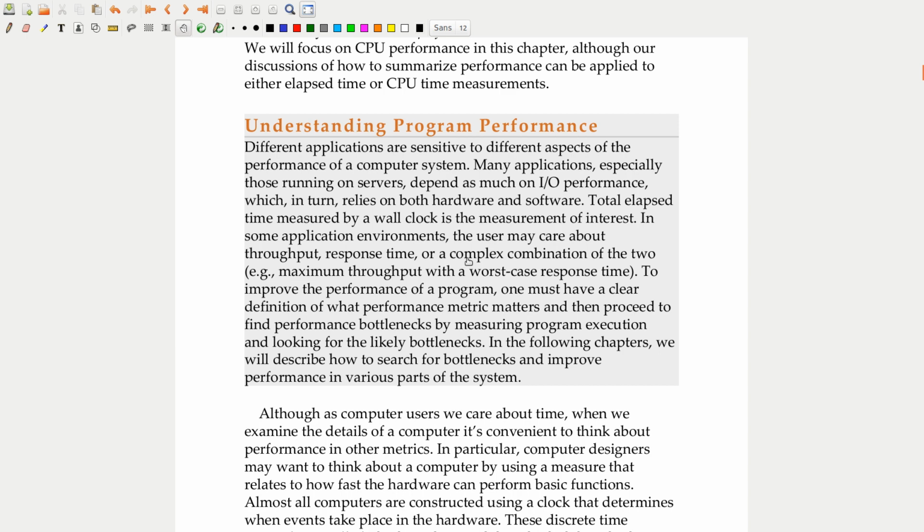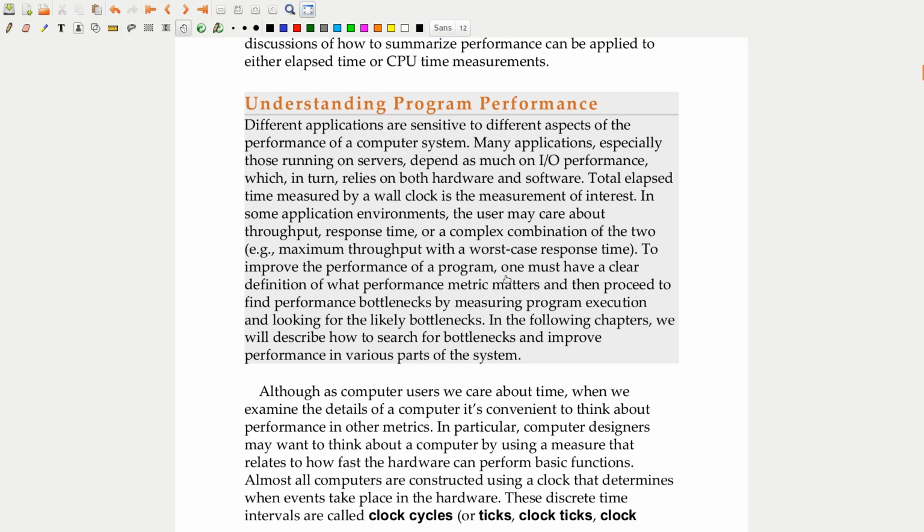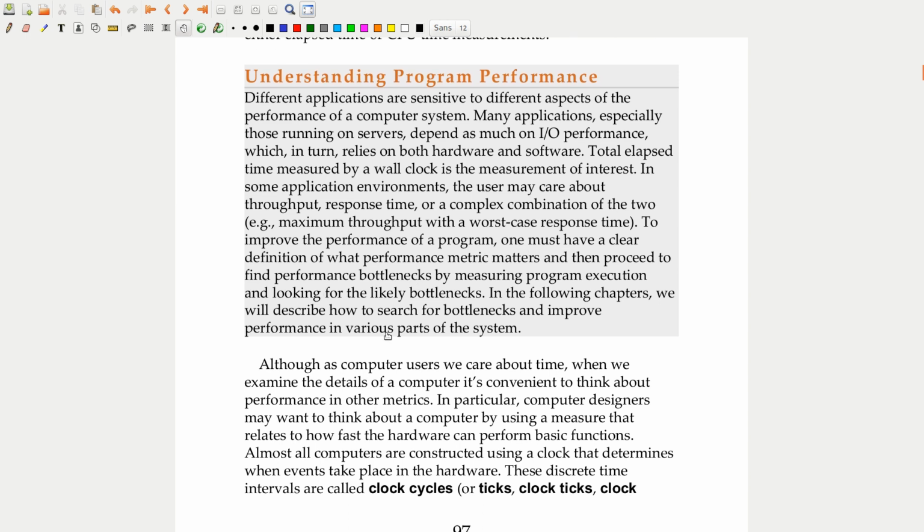Here all they're saying is that different programs have different bottlenecks, and it's important to understand where those bottlenecks are. So some applications rely on I/O. Yep, they're just finding performance bottlenecks.